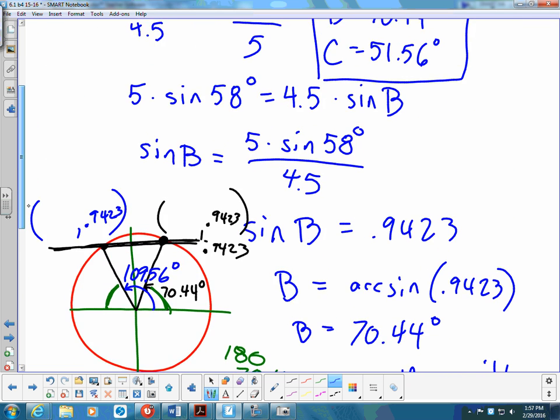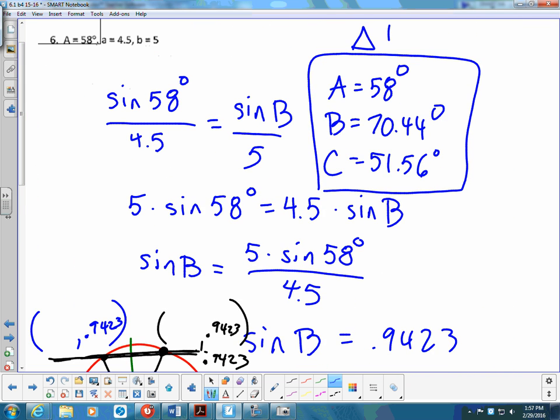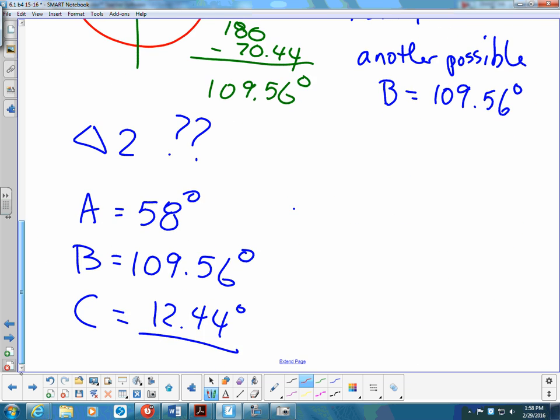What do I mean by finish this problem up? We found for triangle 1 angle A, angle B, angle C, and we know that side A is 4.5 and side B is 5. I need you to find side C using law of sines. And then same thing here, we know that A is 4.5 and B is 5. Is that right? Yes? Yeah. So you need to find side C here.